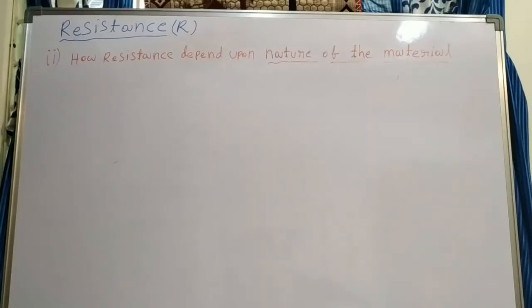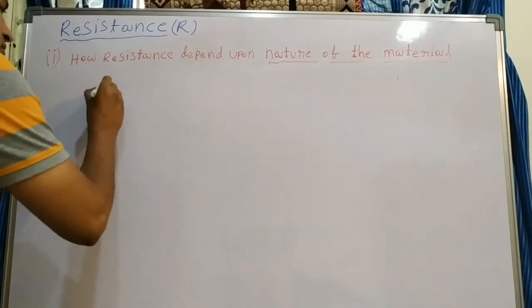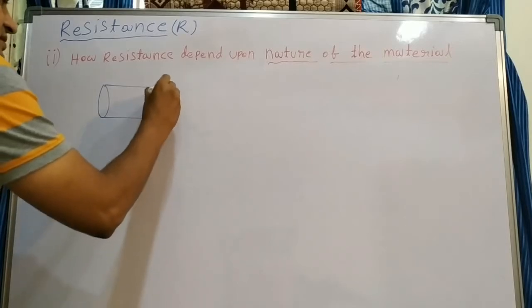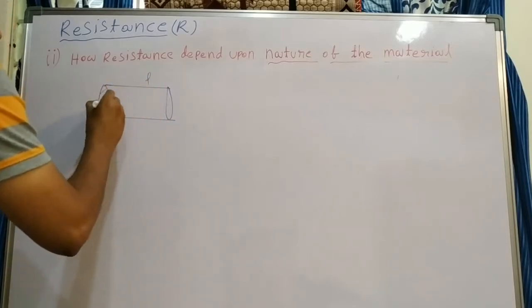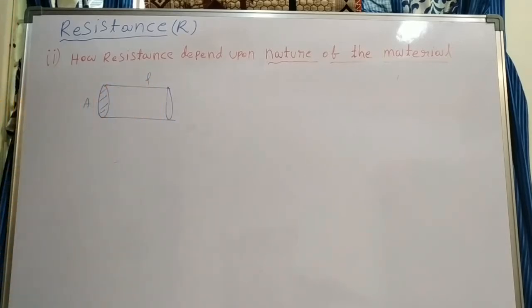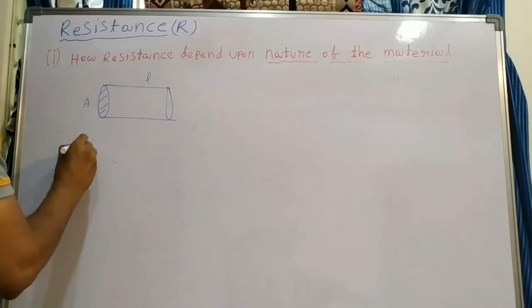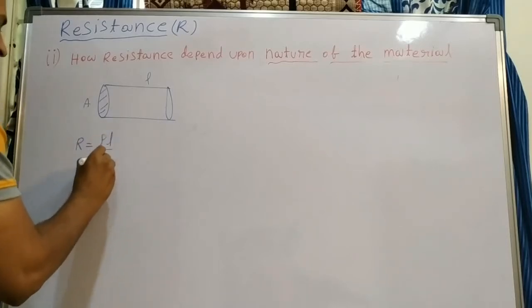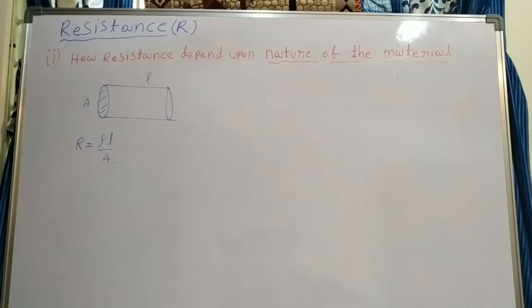Let's see the second case, how resistance depends upon the nature of the material. Suppose you take a conductor having length L and area of cross section A. So resistance is equal to rho L by A. Of course, resistance depends upon length and area of cross section, and it depends upon the nature of the material. Rho represents the nature of the material. Rho is nothing but resistivity or specific resistance.